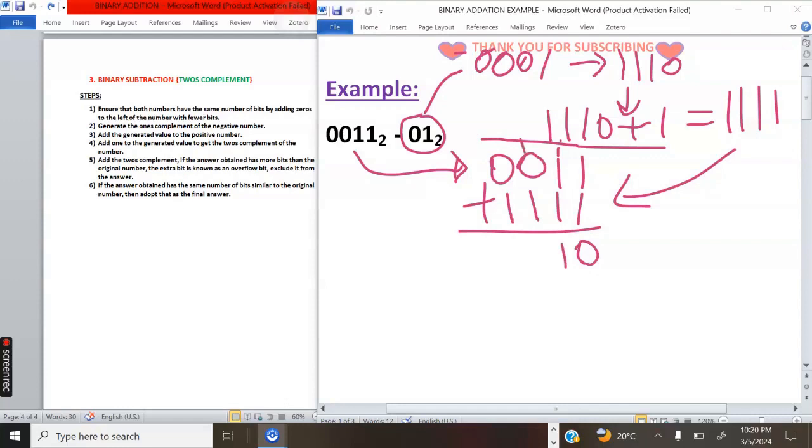Then we have 1 plus 0 plus 1, which is equal to 10. You write 0 and carry the other one above, where we have 1 plus 0 plus 1, which is equivalent to 10, so you write it as 10. Our answer is 10010. After adding 0011 plus 1111, you get 10010. Having done that, rule number five says that if there's an extra bit, which is known as the overflow, this one.